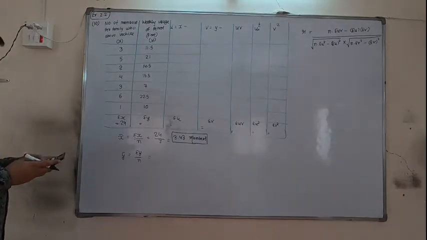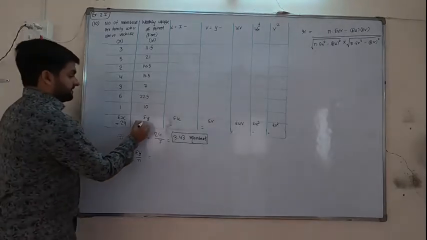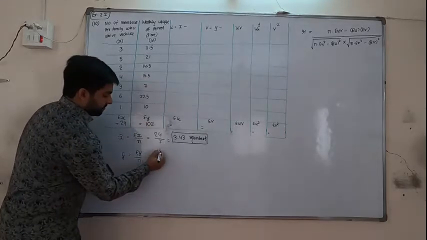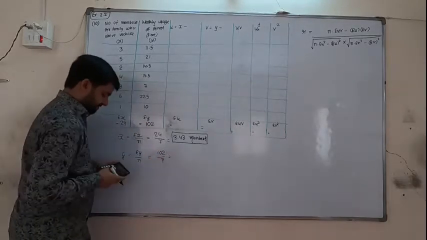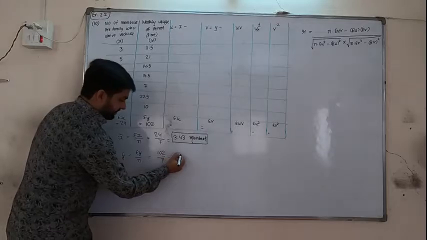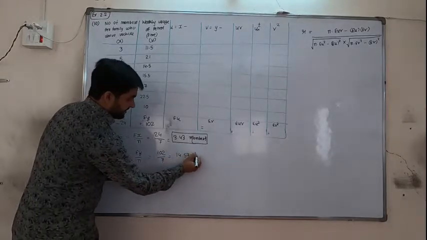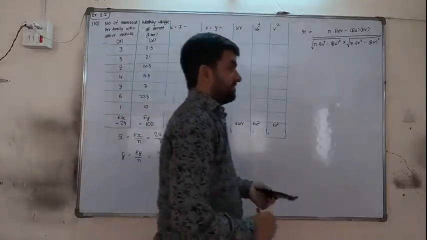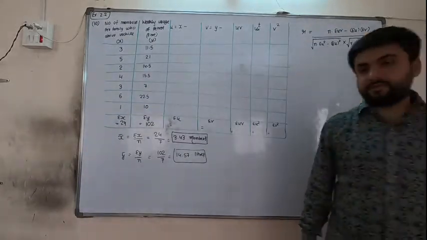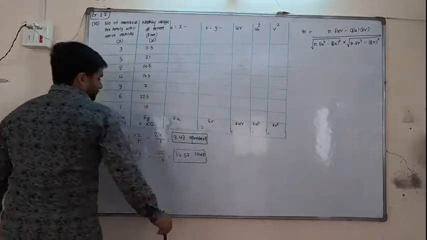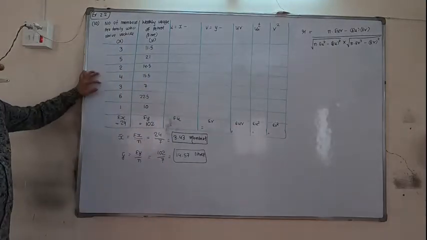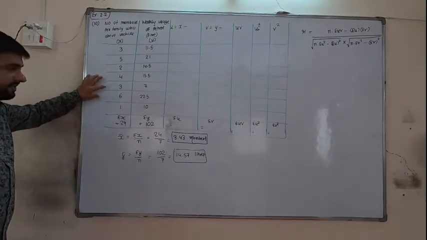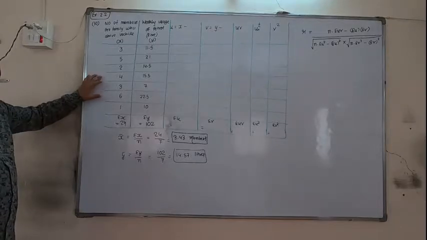11.5, 21, 14.5, 15.5, 7, 22.5, 10, 102. 102 upon 7 is 14.57 meters. Now friends, we are deciding about U and V. So it is 3.43. So a value nearby 3.43 can be 3 also and 4 also. Better to take 4.